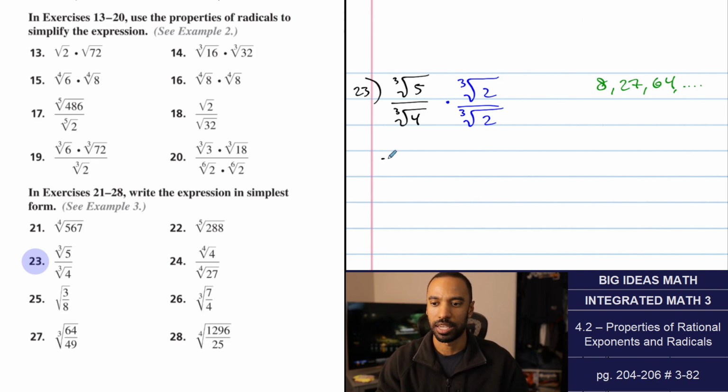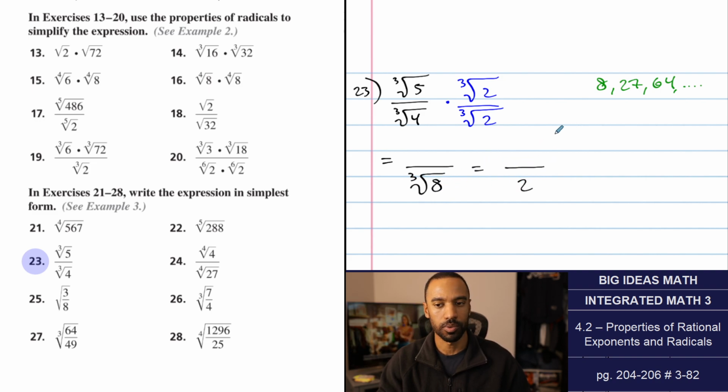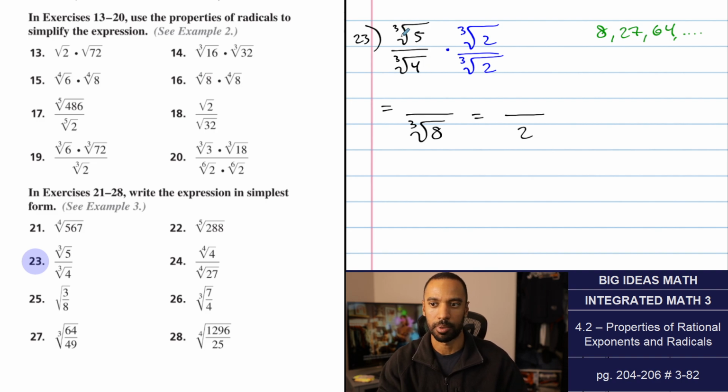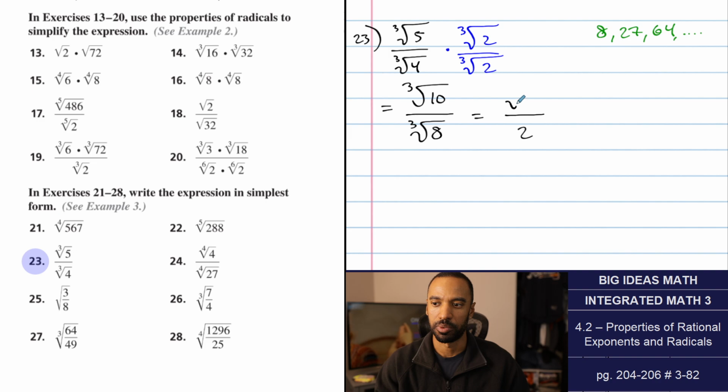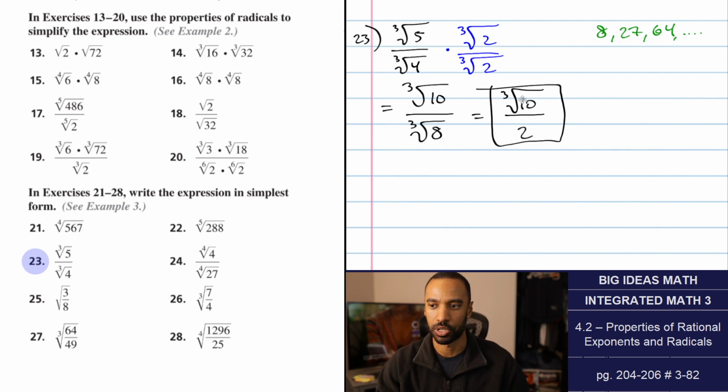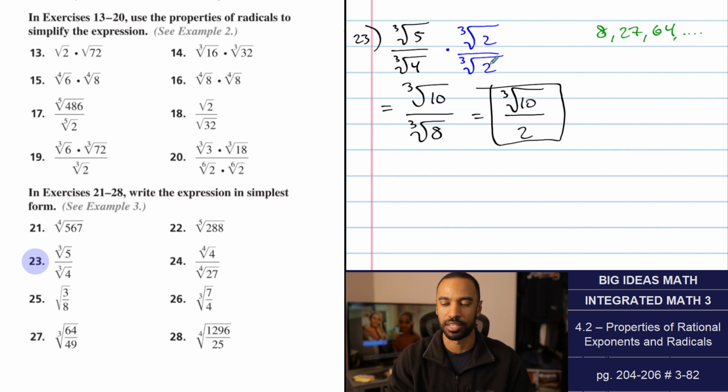Because on the bottom this becomes the cube root of 8, and the cube root of 8 is 2. So that's what we're dealing with in our bottom, rationalizing our denominator. Cube root 5 times cube root 2 is cube root 10. So we're just going to be left with cube root 10 all over 2. It's still an irrational number. We couldn't change that, but at least it's now a rationalized denominator.